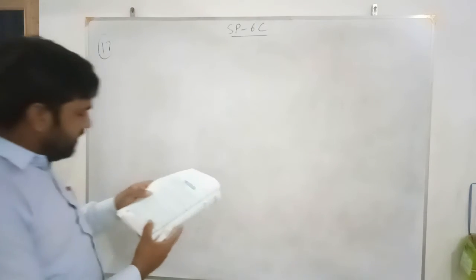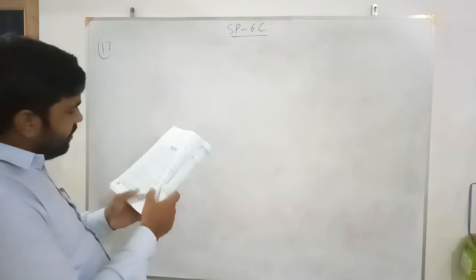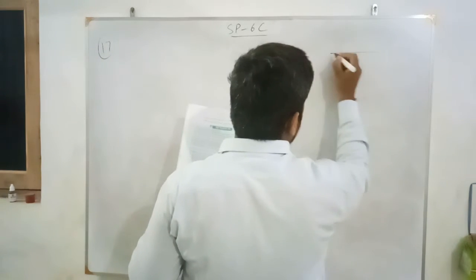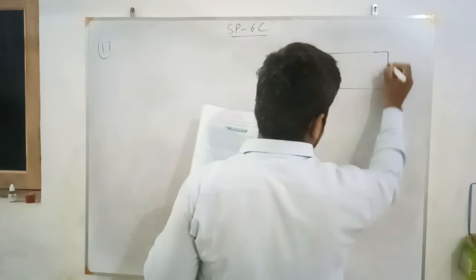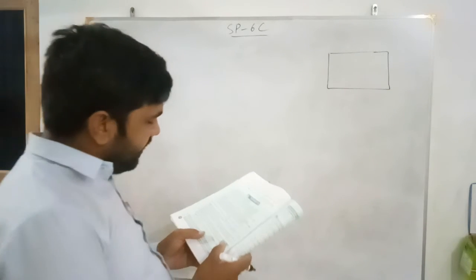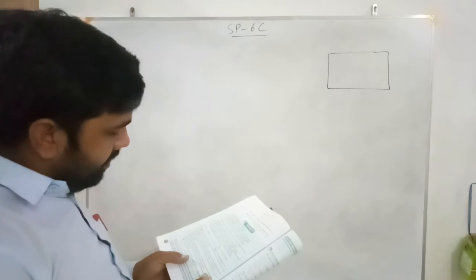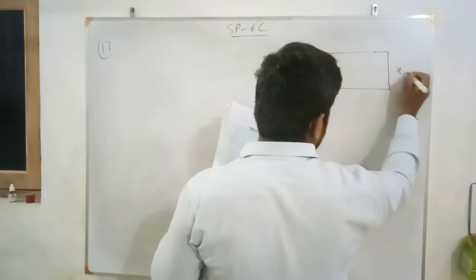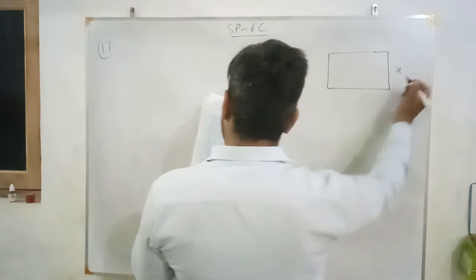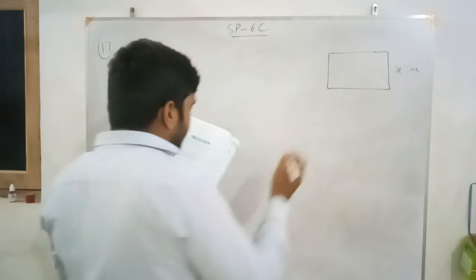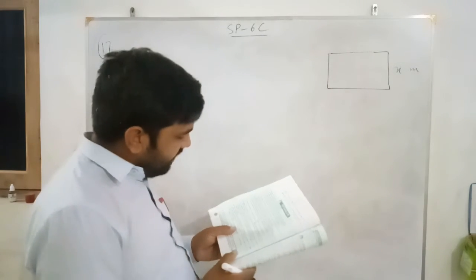So in question number 17, the length of a rectangle is 6 meters less than twice its breadth. So there is a rectangle, and the length of the rectangle is 6 meters less than twice its breadth. So let the breadth be x meter.